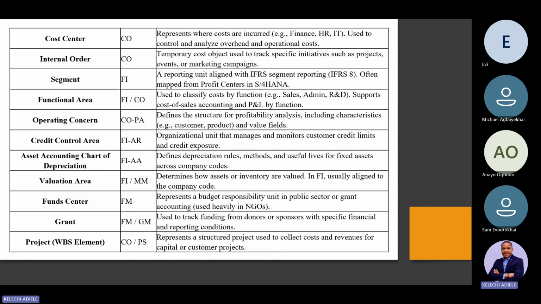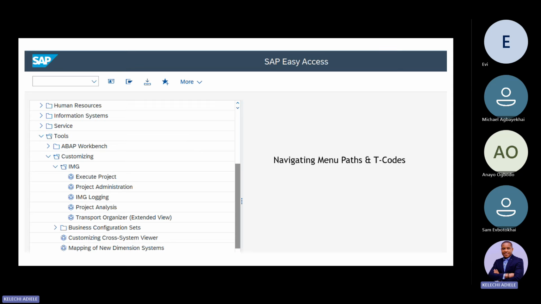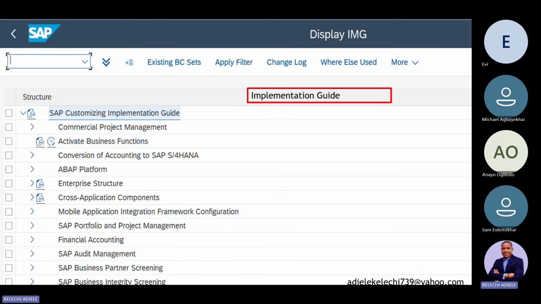So these are structures, organizational objects in SAP that you need to go through, understand what they are, and do more research, because in our next class, we will now start the configuration itself. So this is where we'll pick up next session. In the next session, we will now start configuring. But please do me a favor, go through this session again, go through the FSD.